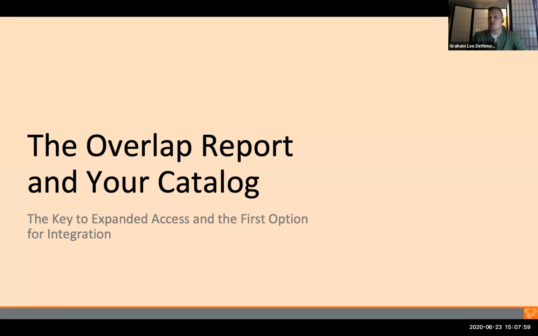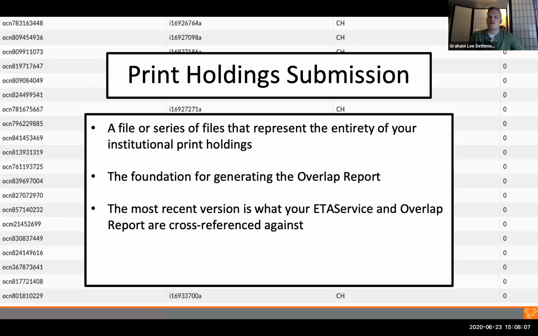Okay, now we're going to start with the overlap reports. This is where we start assembling the pieces we'll need. The overlap reports are created from the most recent print holdings that you have submitted to us. So if the last time you submitted a holdings report was in 2018, your access detailed in the overlap report will be a reflection of your holdings at that point in time. If you want to submit a more current holdings report, please reach out via our feedback email address and we can get that process started.